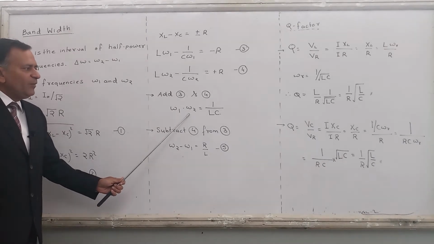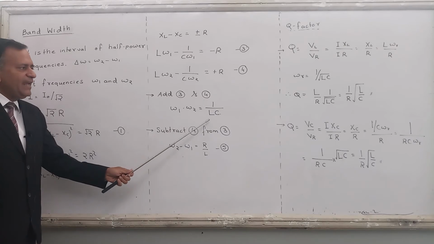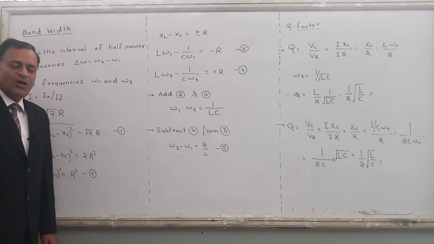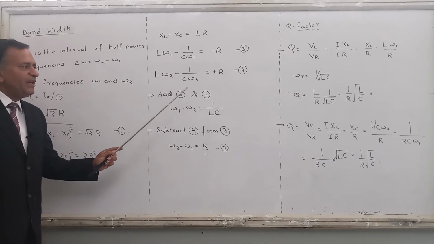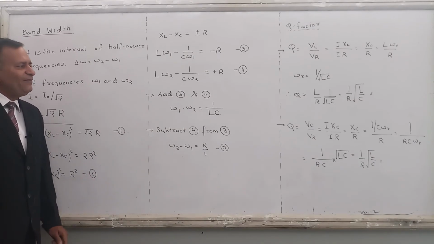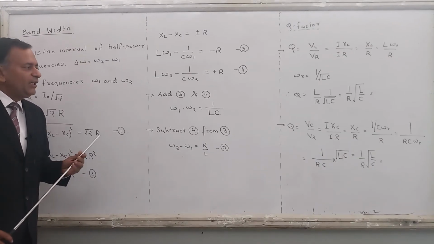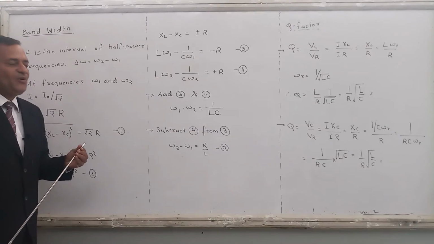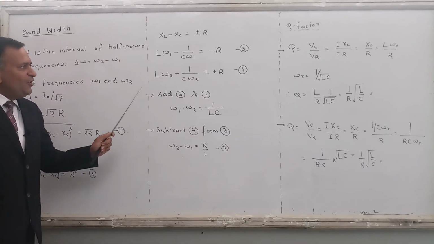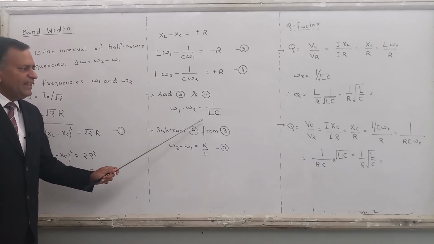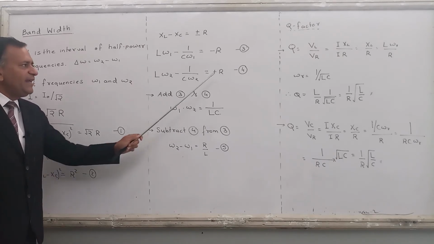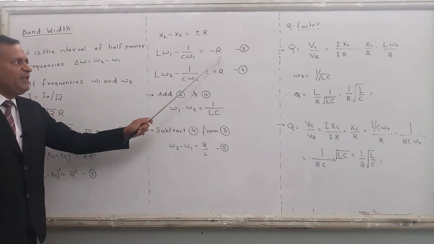Omega 2 dot omega 1 is equal to 1 by LC. Now the mathematics of this is very simple but a bit lengthy, so that is left up to the student to do by himself. So when you add these equations, you will get omega 2 dot omega 1 is equal to 1 by LC. Now subtract equation 4 from equation 3.